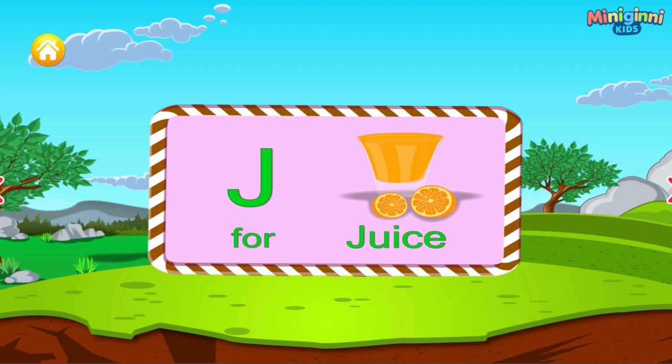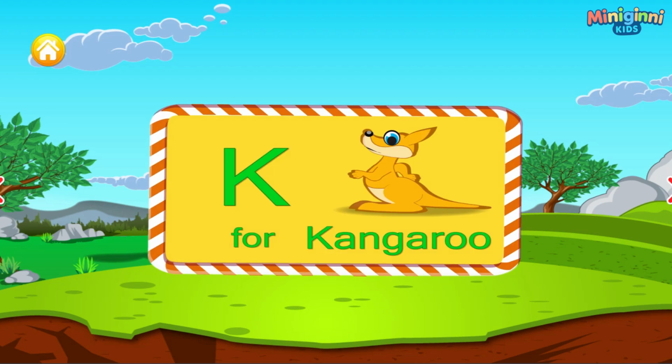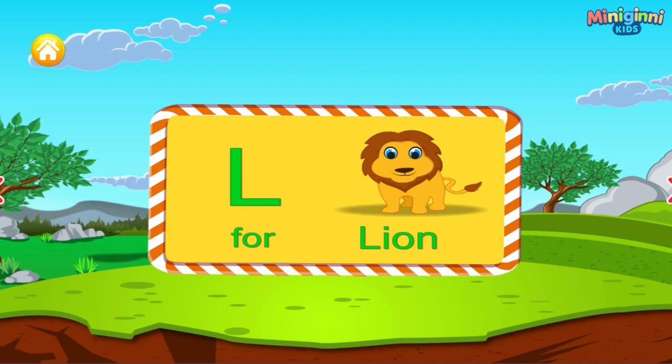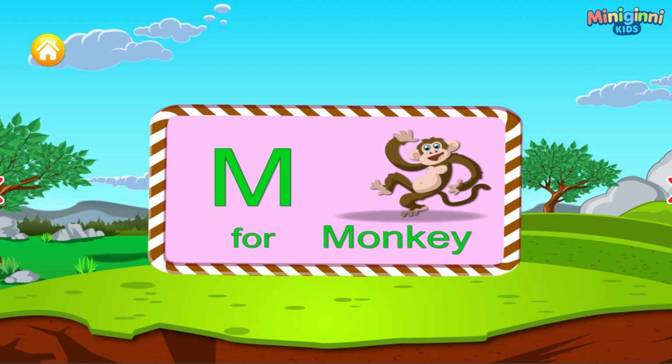Juice. K is for kangaroo. Kangaroo. L is for lion. Lion. M is for monkey.